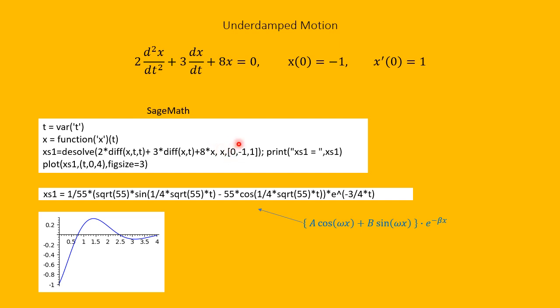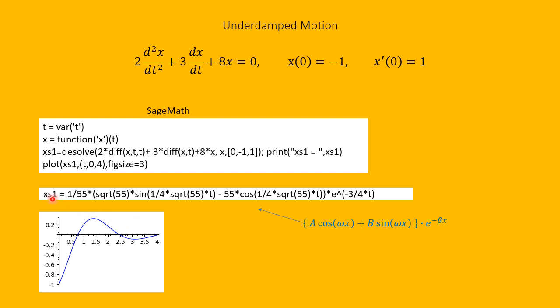x of 0 is -1, x'(0) is 1. Then we print what xs1 is, and later we plot xs1 where t goes from 0 to 4. We're plotting the solution x of t going from 0 to 4. Figure size equals 3 makes this a small figure.